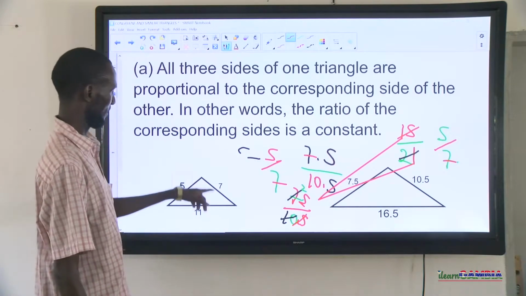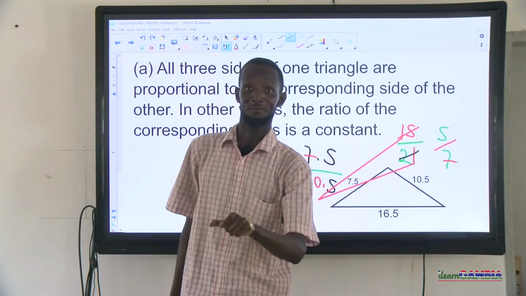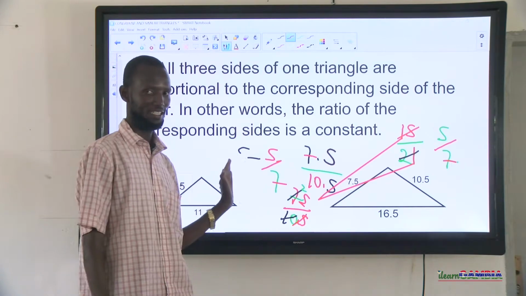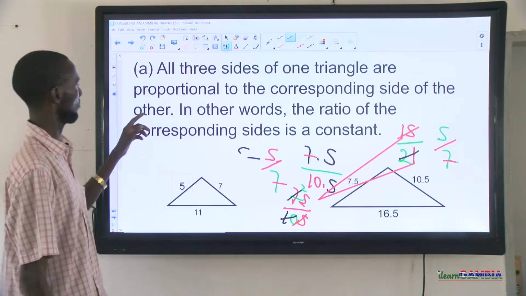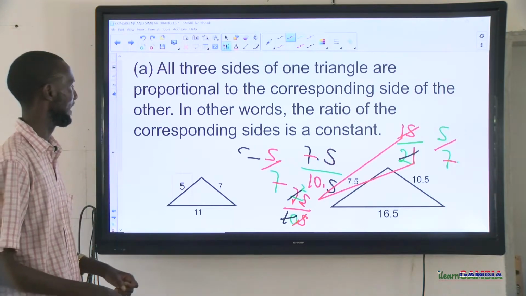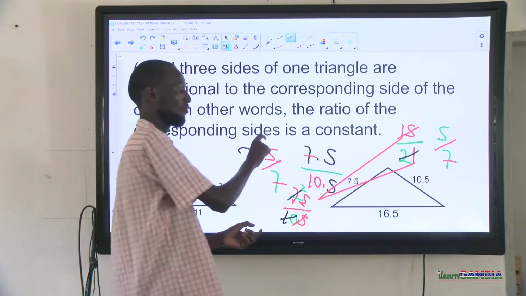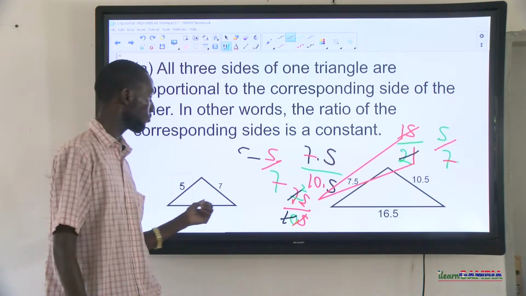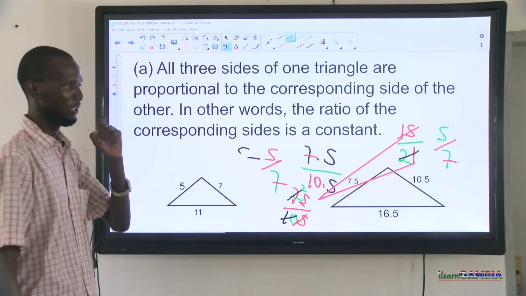So what do you observe? 5 over 7, 5 over 7. So the ratios are the same, right? So that proves that these two triangles are similar, all right? So that is this property, that all the 3 sides of one triangle are proportional to the corresponding sides of the other. So you can just take any 2 sides of one triangle and the corresponding 2 sides of the second triangle. If their ratios are the same, then you can conclude that those 2 triangles are similar. So this proves similarity. Okay? That's one condition for similarity.